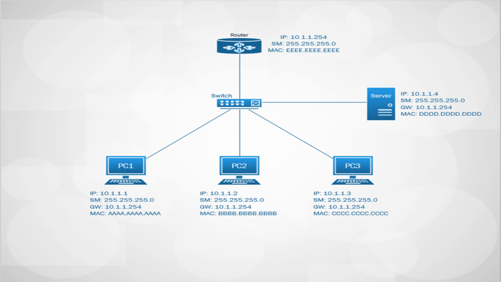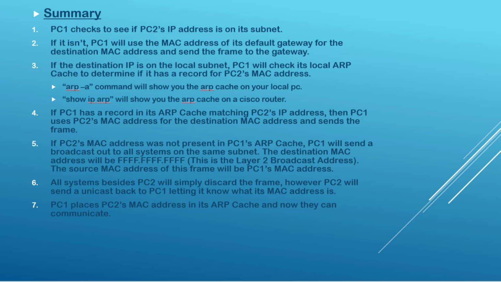So one more thing I would like to go over is the ARP cache itself. To view the ARP cache, you can open up any command prompt and type in arp -a, and that will show you a list of all the entries that it has. If you're on a Cisco router, you can do show ip arp, and it has a very similar output as well. And here at the end, I basically just got us a summary of exactly what we just talked about, from the beginning of the ARP process to the very end.